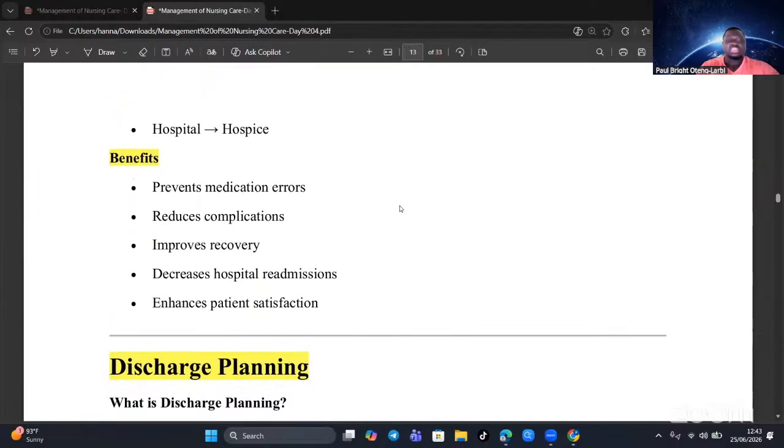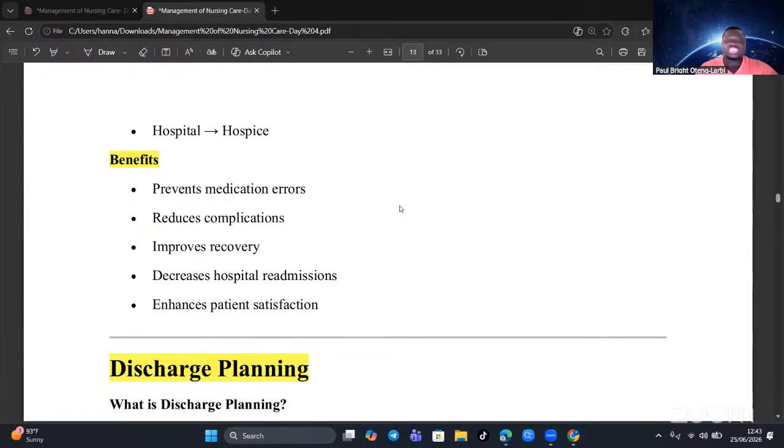Then the benefits: it prevents medication errors, reduces complication. Yes, it must ensure, are they receiving the care? Continuity of care ensures proper care is given to them. So when you inspect the care that is being given to them, it reduces complication, improves recovery, decreases hospital readmission, and enhances what? Patient satisfaction.